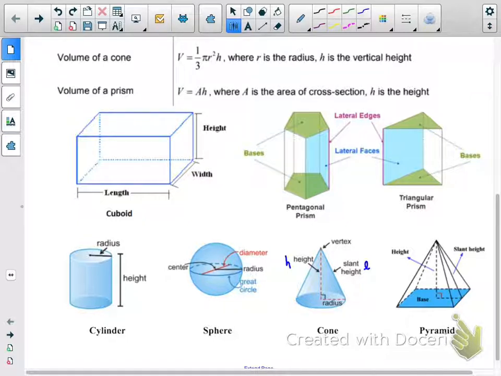Times the height, and that is the vertical height. Now, there's nothing on here that mentions anything about the surface area of a pyramid. The surface area is just going to be, again, the area of all the surfaces. So in this case, you have 5 surfaces. You have 4 triangles, and you have a square. Now, to find the area of the sides here, the faces, you need that slant height.